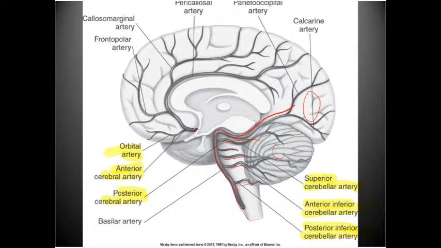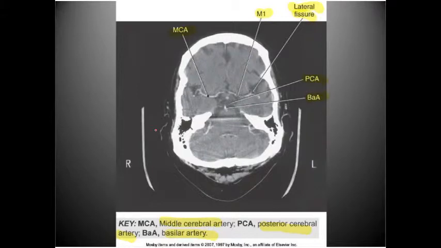Then we have the anterior cerebral artery labeled with the orbital artery, but we don't see the internal carotid arteries here, so it kind of becomes slightly misleading. This will be typically what you're going to be looking at.